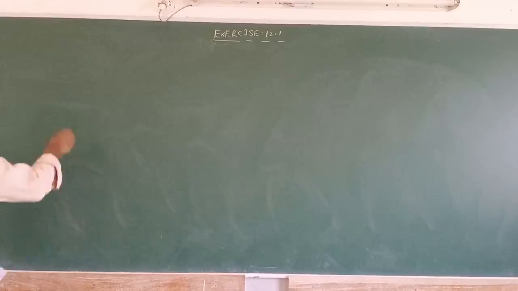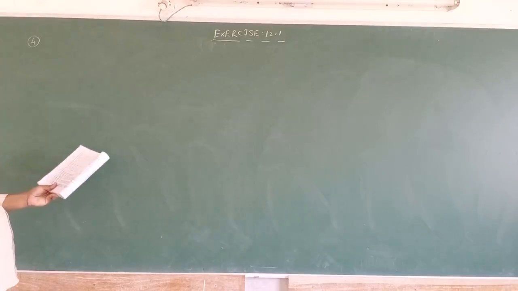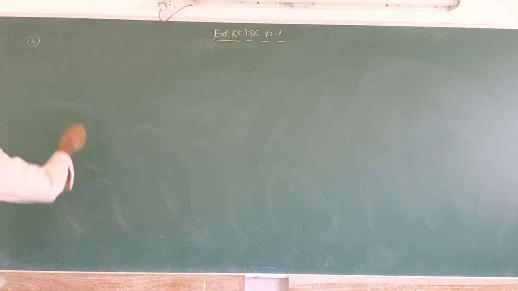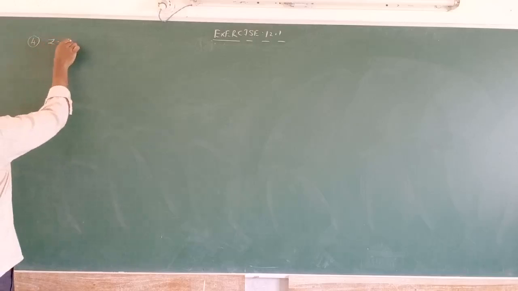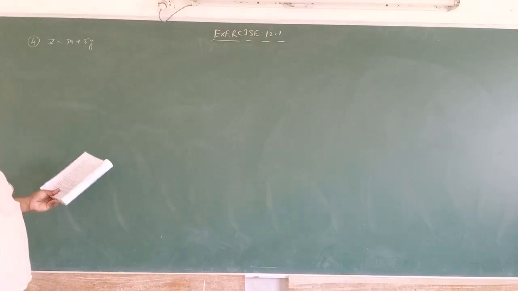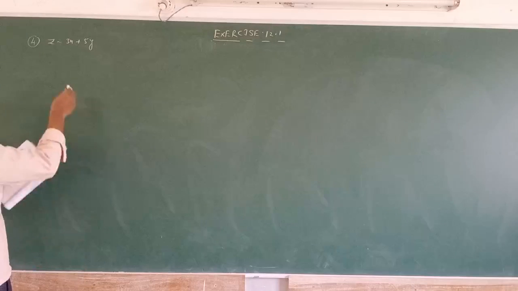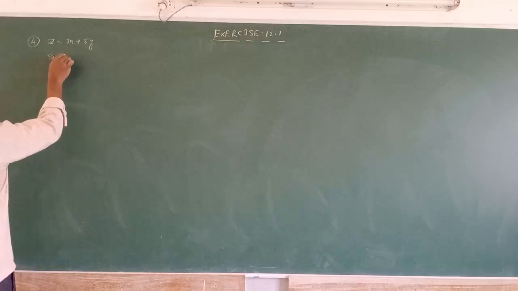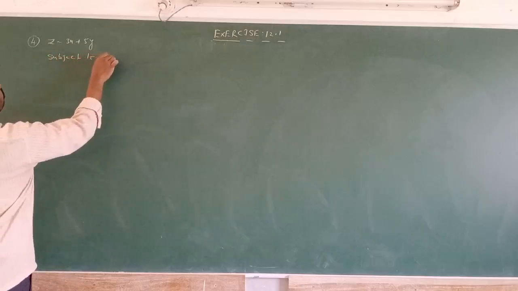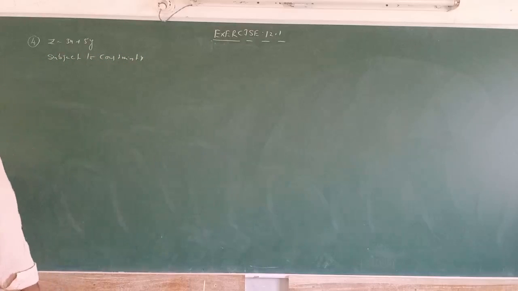Fourth question. What is given here? Minimize z is equal to 3x plus 5y, subject to constraints. Which constraints are given?